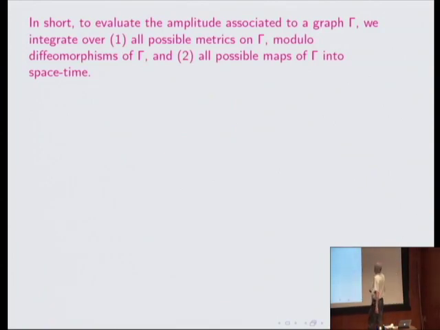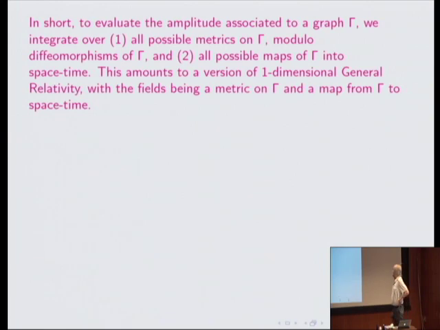So I guess this is what I just said. To evaluate the amplitude associated to a graph gamma, we integrate over all metrics on gamma up to diffeomorphisms of gamma. So the only invariants are the Schwinger parameters, and all possible maps of gamma into space-time. This amounts to a version of one-dimensional general relativity. The fields are a metric on gamma and a map of gamma into space-time. That map is described by fields X defined on gamma.